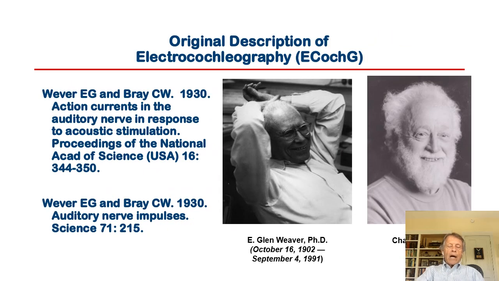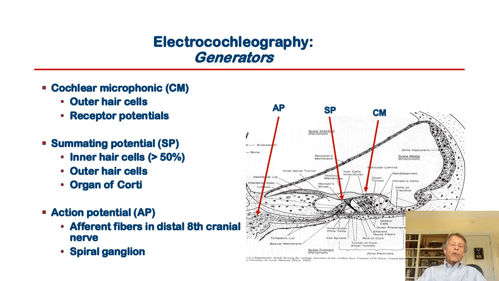ECOG was first described in 1930. It's the oldest of all auditory evoked responses. The primary person who discovered it was Glenn Weaver, who was a very well-known basic hearing scientist in the 1930s and 1940s. There are 3 main components or generators of electrocochleography. Obviously, the name implies we're recording an electrical response from the cochlea, and that is the case.